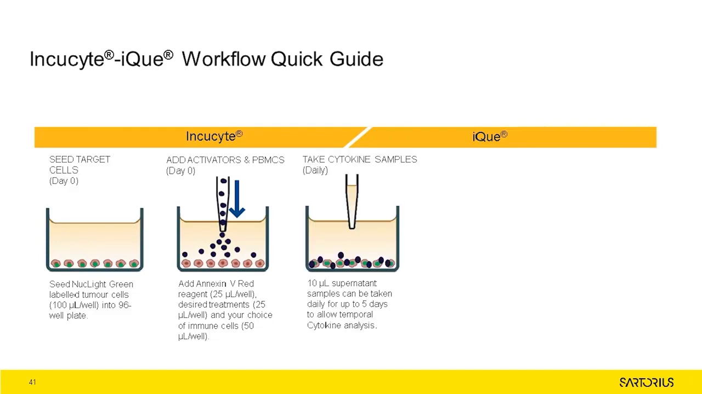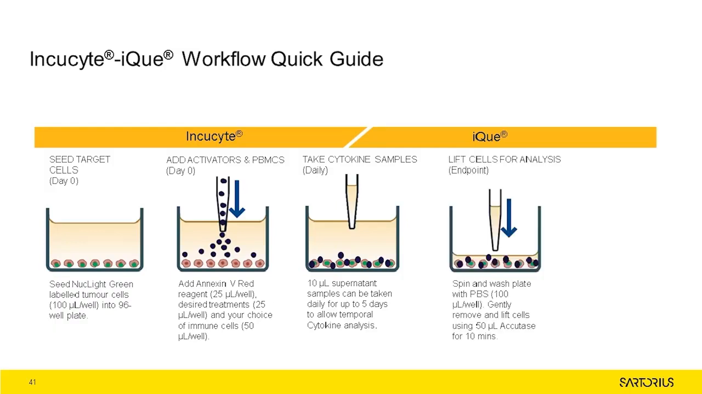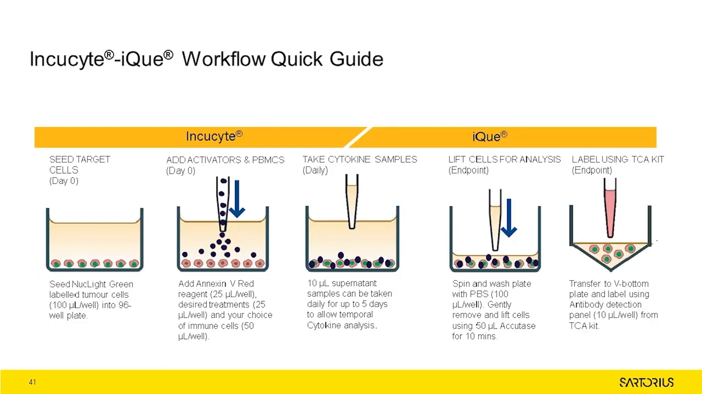During imaging, 10 microliter samples can be taken from the supernatant in order to collect temporal data on cytokine release. Because this sample size is so small, a number of samples can be taken without affecting the assay itself. At an appropriate time point, the assay can be removed from the IncuCyte for analysis on the IQ. The plate is centrifuged and cells are washed with PBS. Accutase is used to gently lift the cells from the plate, and the cells are then transferred to a V-bottom plate, where they can be labelled with antibodies. In this particular case, the TCA kit was used to characterize the T cells.